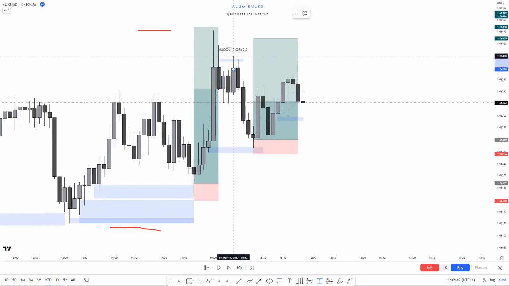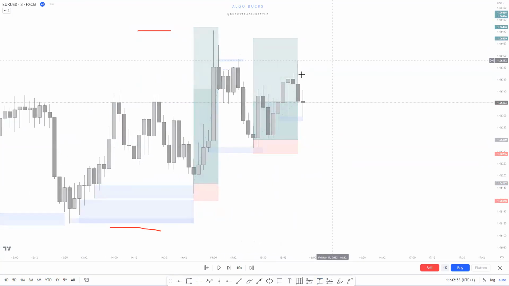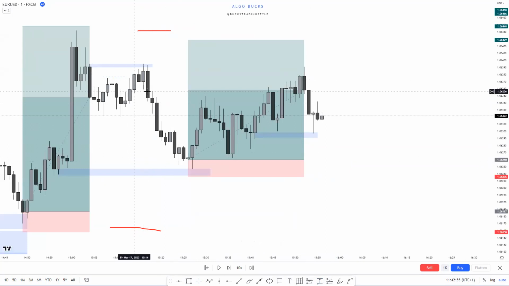Okay, so let's see the weak. Yeah, I did like 4 pips. But on M1, this sell would have held, because I'd just be waiting for this mitigation of this weak right here.